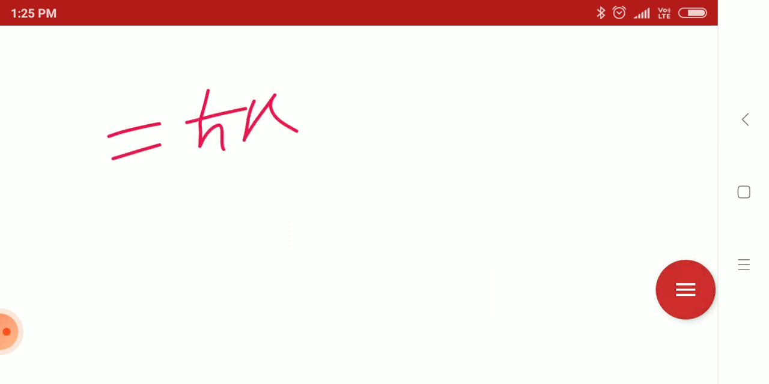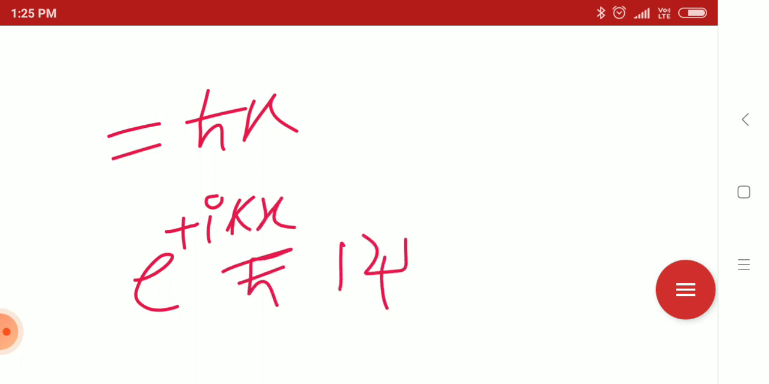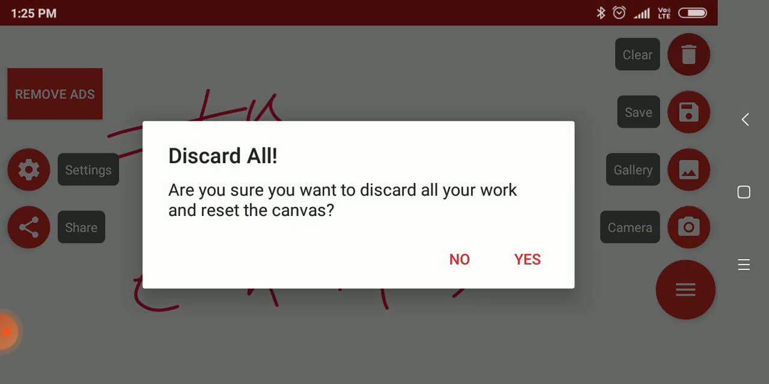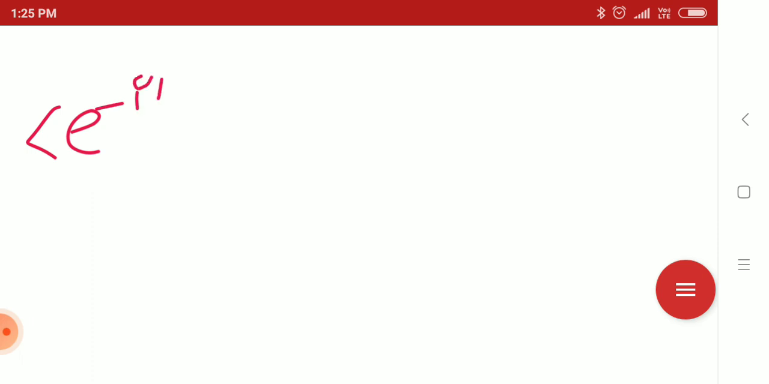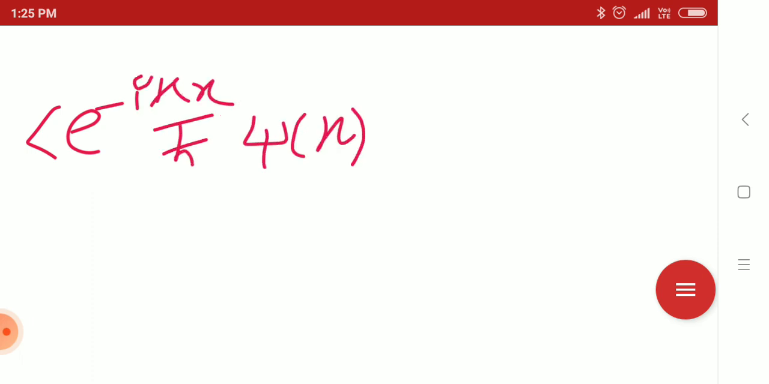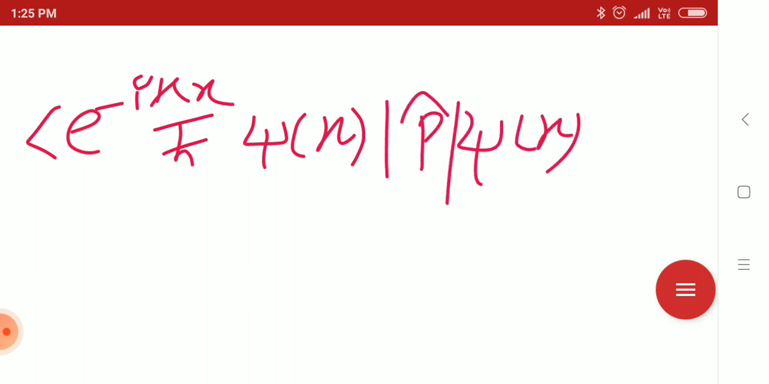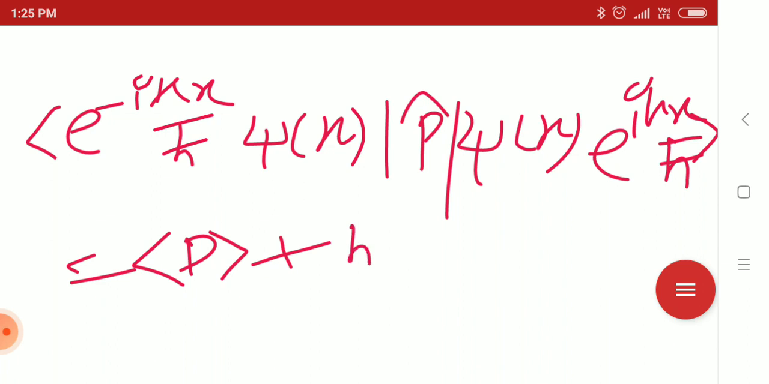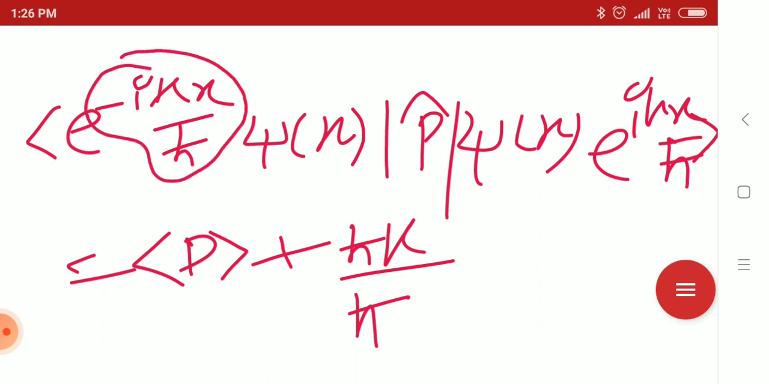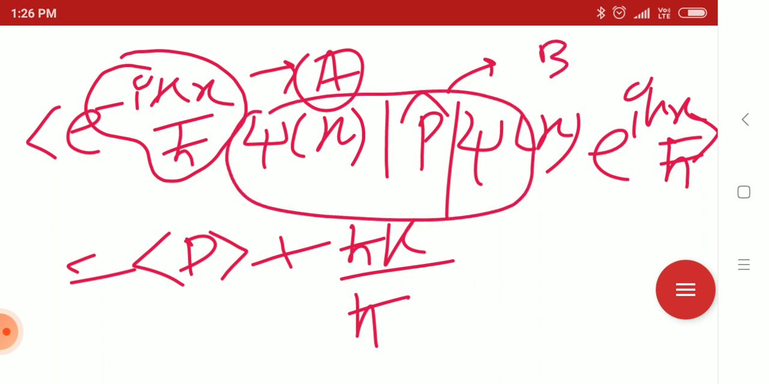But in the question, sorry, there was a little mistake in writing that question. The question was actually on the state e to the power ikx by h cut into psi x, divided by h cut also. So in the actual question, if we write again e to the power minus ikx by h cut, psi x, p, psi x, e to the power ikx by h cut, you can write here clearly p plus h cut k divided by h cut, because in that case minus ikx by h cut will be the A, and p will remain as the B operator. So h cut cancels out, and the result will be p plus k.